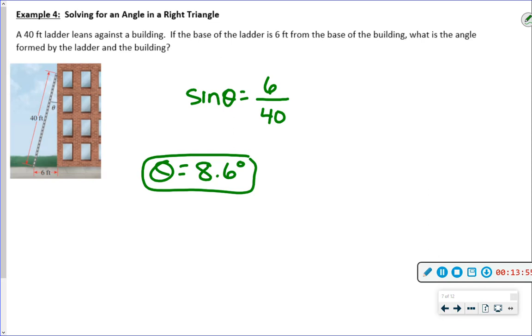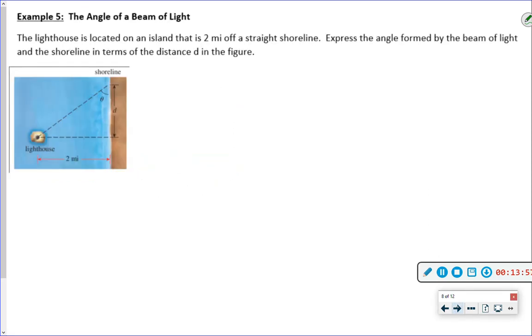I love this stuff. Okay, another lovely picture because nobody wants to see any more of my drawing skills. That ship has set sail. Lighthouse is located on an island 2 miles from the straight shoreline. Express the angle formed by the beam of light and the shoreline in terms of the distance d in the figure. Man, that's wordy. So here's the thing. We're not actually going to be solving for anything per se because you don't know the measurement of both sides. We're going to be getting an algebraic expression.